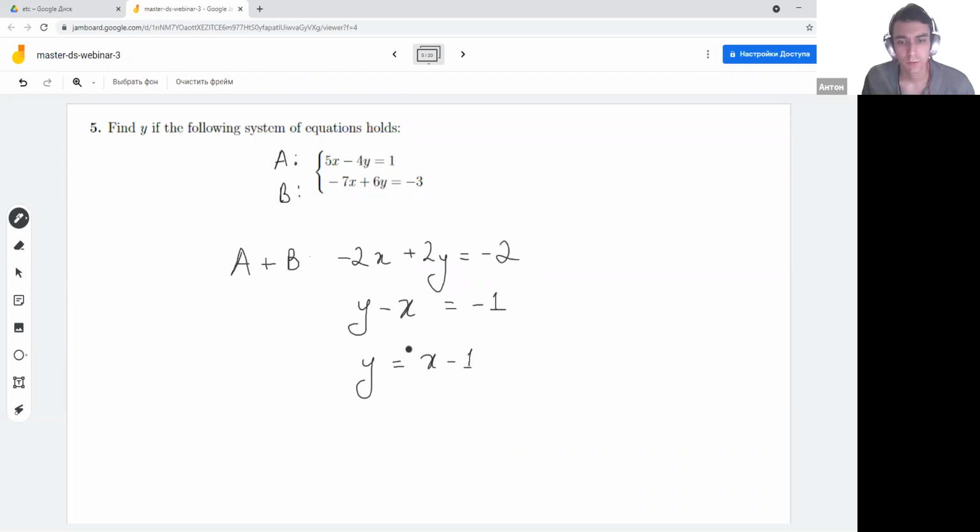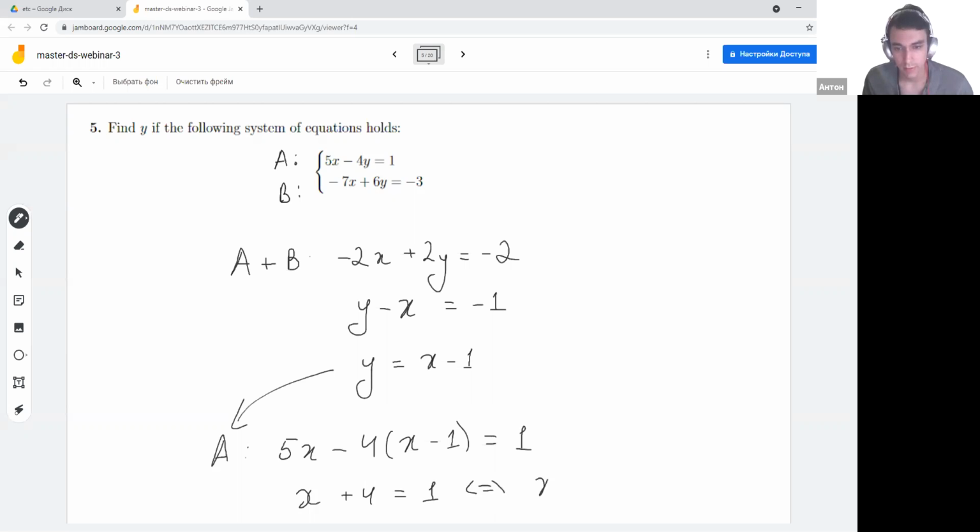Quite helpful. Then I can substitute y in, for example, the first equation by this x minus 1. So I'll have 5x minus 4 times x minus 1 equals 1, which is x plus 4 equals 1, which is x equals minus 3, and y equals then minus 4 from this.